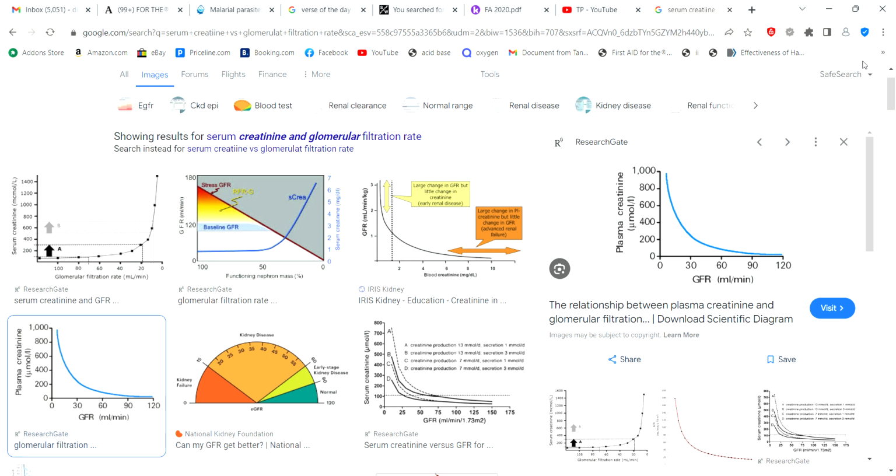So for inulin, the filtered amount equals excreted amount. Inulin can be used to measure clearance of any substance, as long as that substance is freely filtered at the glomerulus and completely excreted.